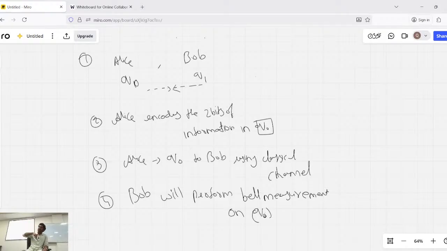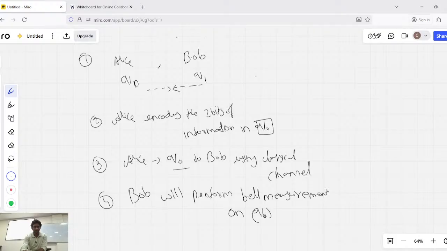After Bob receives that encoded qubit, he will simply perform the Bell measurement on that received qubit. After performing the Bell measurement, he will get a particular output, right? That output will be the information which Alice wants to send. Got it? So in this way, Alice can send 2 bits of information by just using a single qubit.